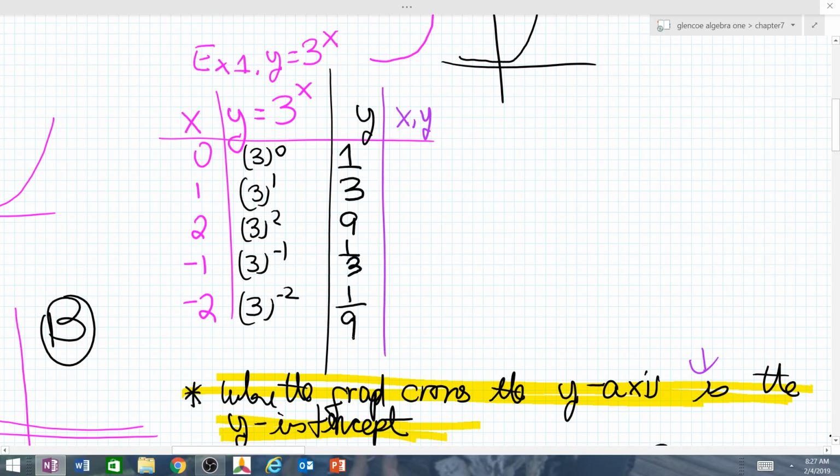If you look at it, you could realize that 3 to the first power and 3 to the negative first power are inverses of each other. That will help you. And now here are your ordered pairs: (0, 1), (1, 3), (2, 9), (-1, 1/3), (-2, 1/9).